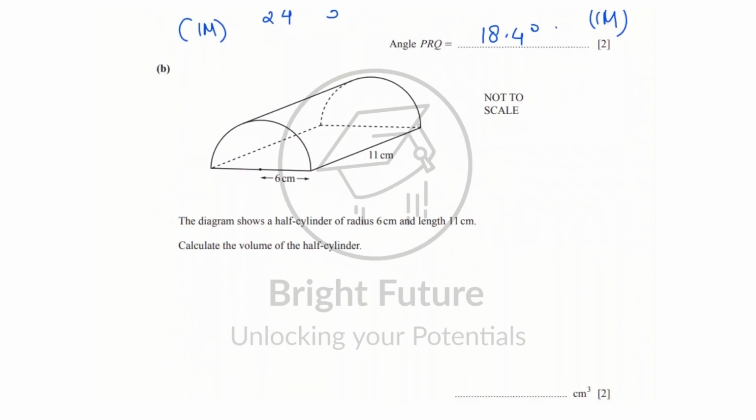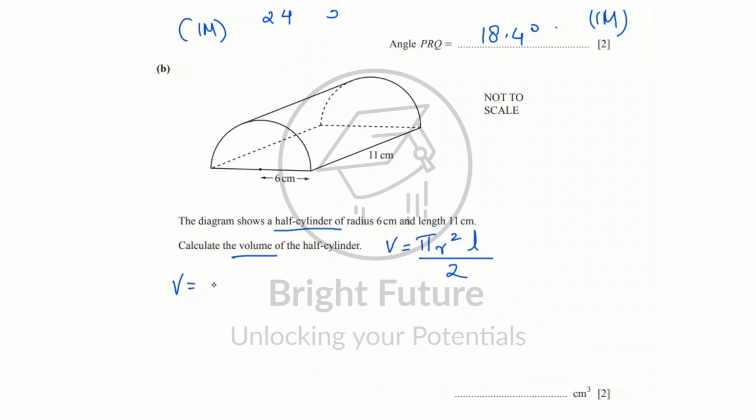Okay, this is a cylinder cut into half. The diagram shows a half cylinder with a radius of 6 cm and length 11 cm. Calculate the volume of the half cylinder. What is the volume of cylinder? Volume of cylinder is pi r square L. Now since this is half the cylinder, so you will divide it by 2.